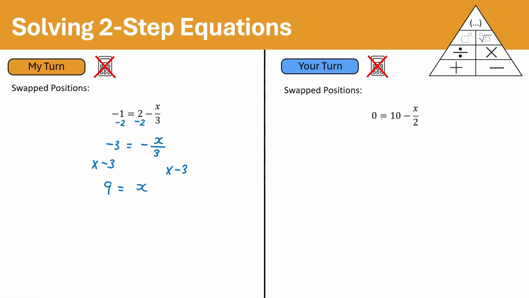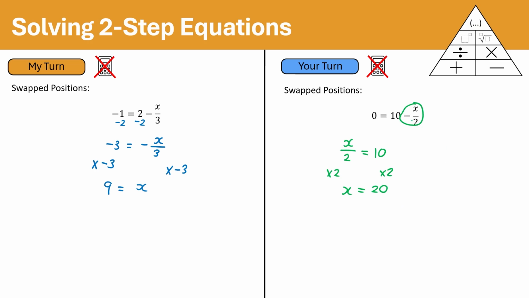So the equation says 0 is equal to 10 subtract x over 2. Now you might think, well, 10 subtract what is going to be 0? And the answer is, well, 10 subtract 10 is equal to 0. We could go straight to this. X over 2 is equal to 10. Then multiply both sides by 2, and that gives me an answer of x is equal to 20.